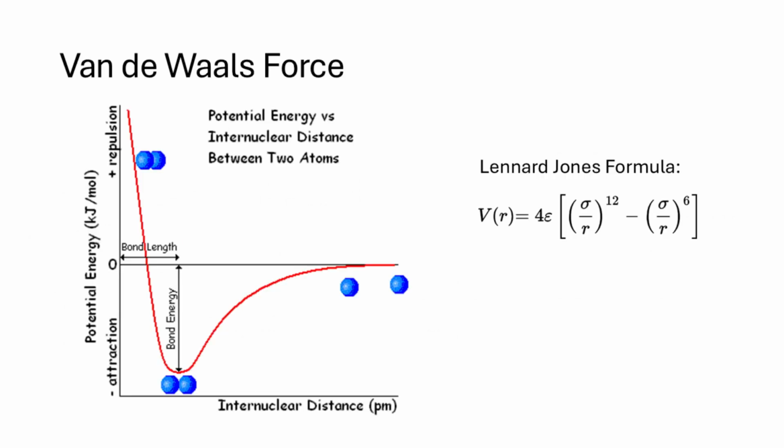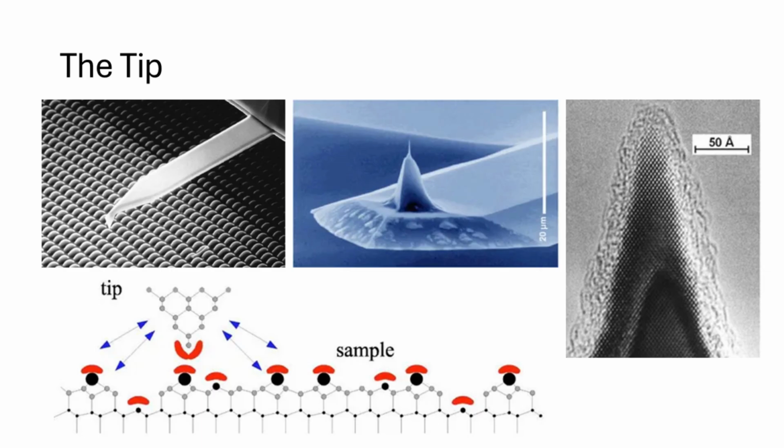This is the famous van der Waals force graph, which is plotted from the Lennard-Jones formula. And from the right part, when two atoms are apart, their attractive force is very small. When they are attracted together, another force comes in, which is a repulsive force. And when the atoms overlap, the repulsive force is the main force. Here's an example image of the tip. We can see there are only a few atoms on the tip.